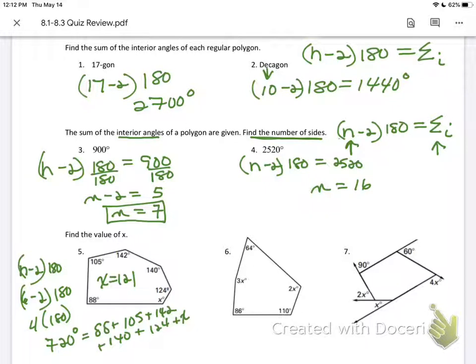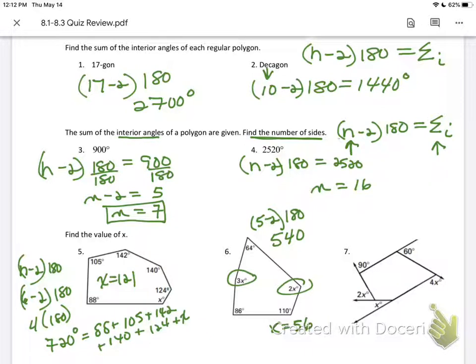Okay, you're going to do problem 6 the same way. You notice that you have a pentagon with 1, 2, 3, 4, 5. It has 5 angles, so therefore it has 5 sides. So 5 minus 2 times 180 tells me I have to have 540 degrees in this polygon. So then you're going to add everything up. In this case, you've got to add the 2x and the 3x to get 5x. And when you solve for x, you should be getting x equals 56.